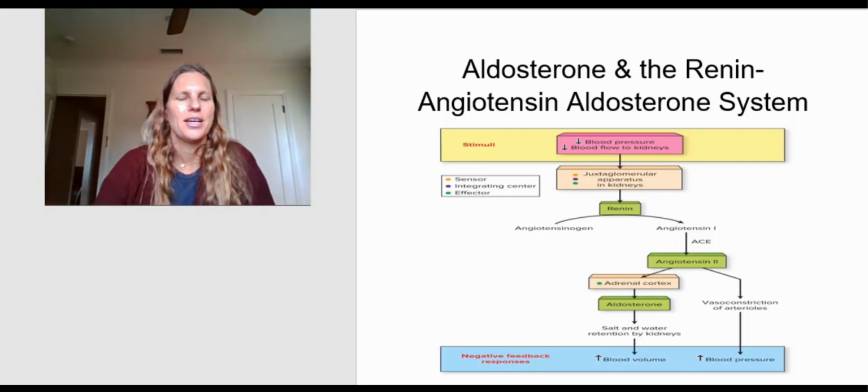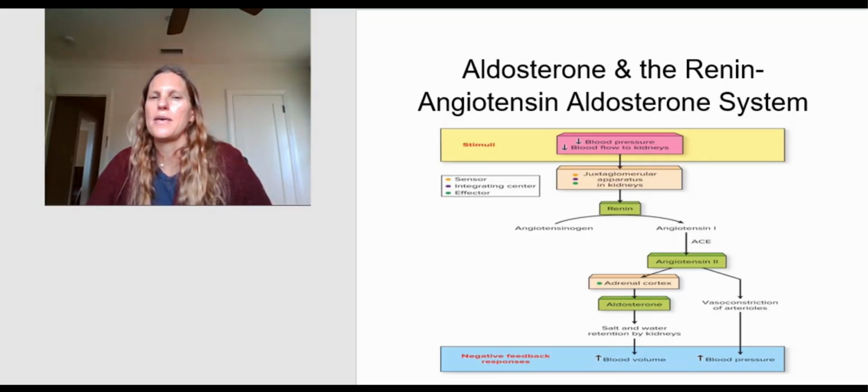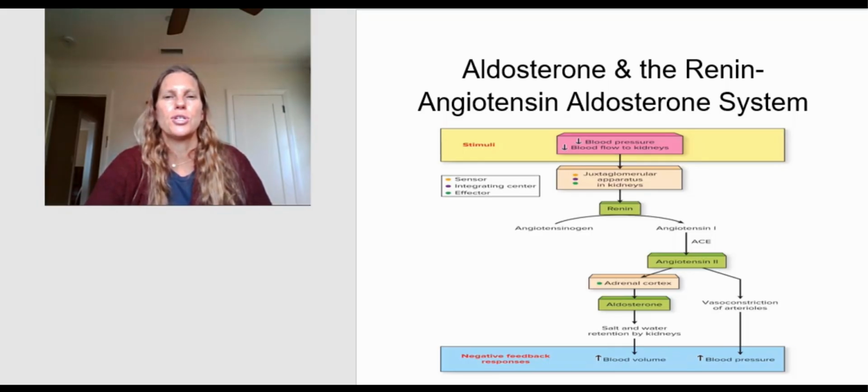Okay, so the next is a hormone called aldosterone. Aldosterone is a hormone that comes from the adrenal cortex. It's an adrenal cortex hormone, as hopefully you all remember. And remember the big picture here is we're talking about blood volume. So aldosterone is going to be released from the adrenal cortex, ultimately in response to low blood volume or low blood pressure, but not directly in response.